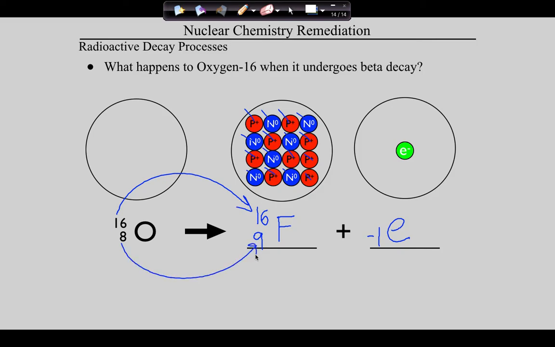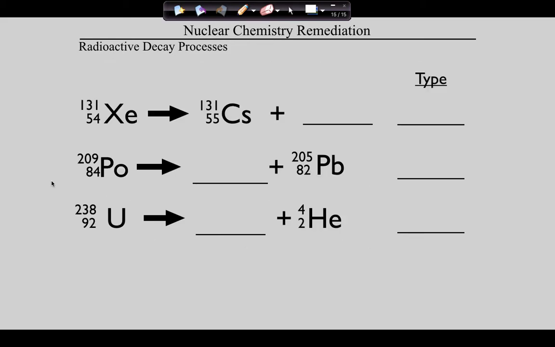But look at what happened to its atomic number Z. It went up by 1 because a neutron turned into a proton, and the atomic number Z tells us the number of protons. So this would be beta decay. So again, it's nice to be able to see those pictures, but the question is, how do we do this when we don't have the pictures?